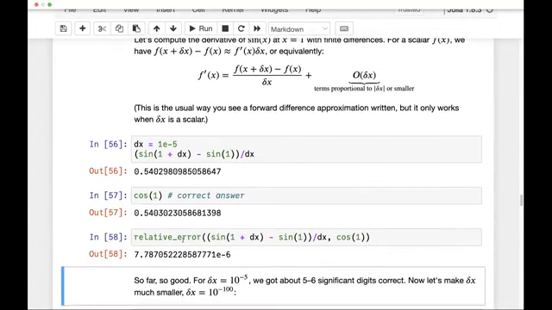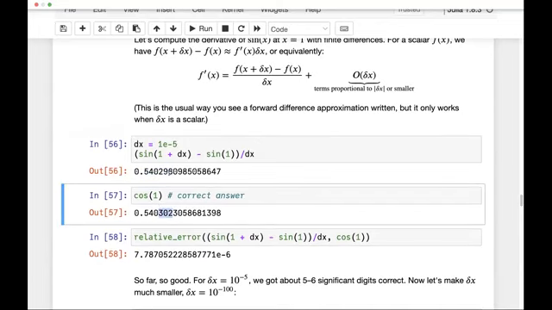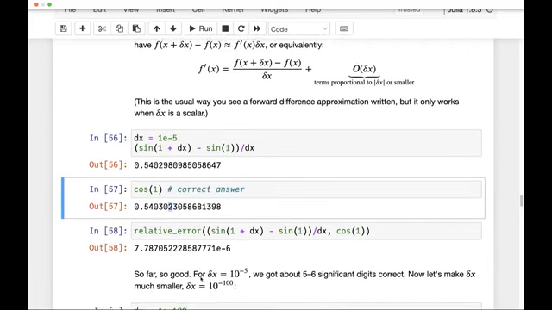It's actually pretty good here. Why is it 10 to the minus 6? Oh, because it's really not the third digit. It's 0.540298, and this is 302. So they really differ more like in the 6th digit, by 4 in the 6th digit.